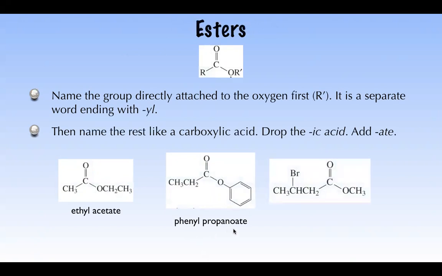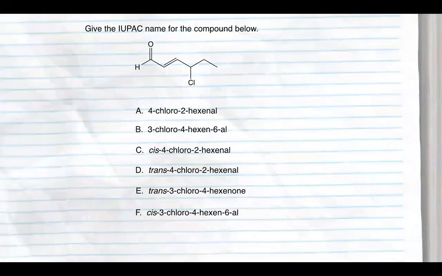Okay, there's the phenyl propanoate. Notice we dropped -ic acid and added -ate. Now look at this one. What's attached to the O is a methyl. And then you have 1, 2, 3, 4. So it's going to be methyl 3-bromobutanoate. Notice that the 3-bromo is with the butanoate part. That methyl is separated with a space. Now you get a little practice.